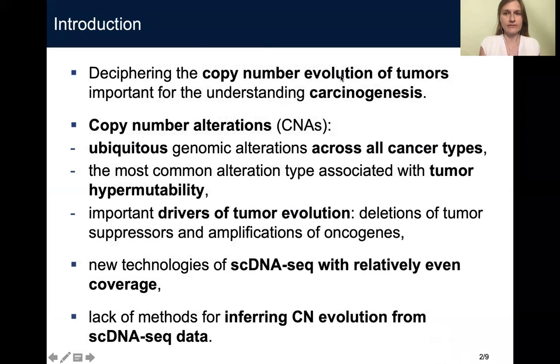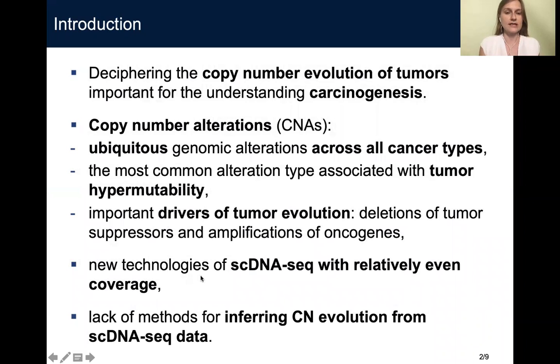Deciphering the copy number evolution of tumors is very important for understanding of carcinogenesis because copy number alterations are ubiquitous across all cancer types, and they are most commonly associated with tumor hypermutability. They can also be important drivers of tumor evolution because they can delete tumor suppressors or amplify oncogenes.